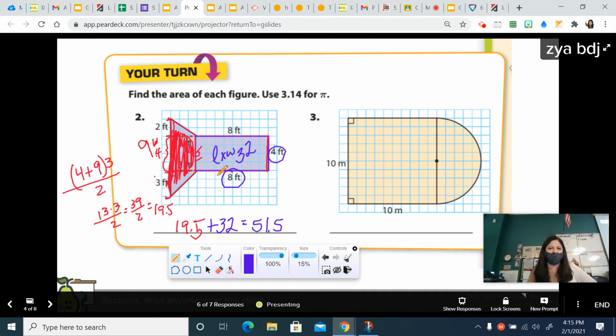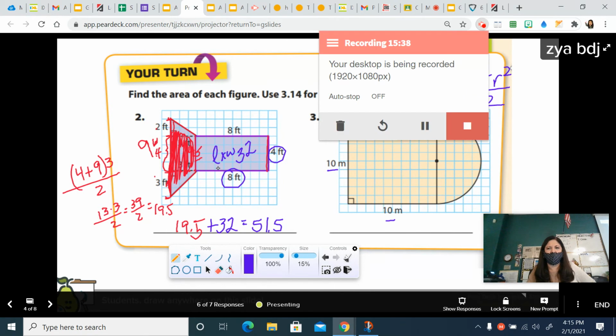Now I want you to try this one. Remember that in order to find the area of a semicircle, you're going to do pi times radius squared, and then you have to divide it by 2. For the square, the formula is side squared, or side times side, which is 10 times 10. It's the same as length times width, so you can use that if you want. All right, figure this one out, and then we'll stop again.